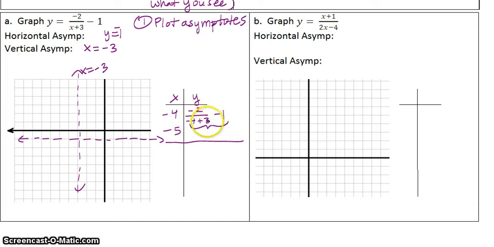So -4 plus 3 is -1. So that is -2 divided by -1 minus 1. That's 2 minus 1, which is 1. I didn't really give you a lot of space to write here, obviously.